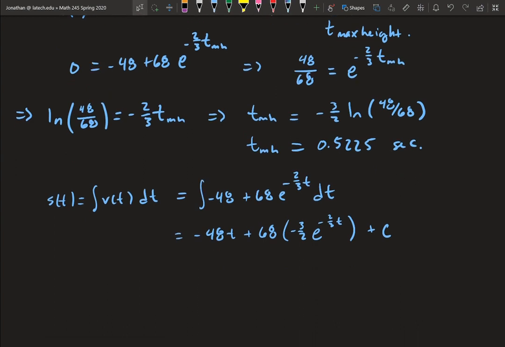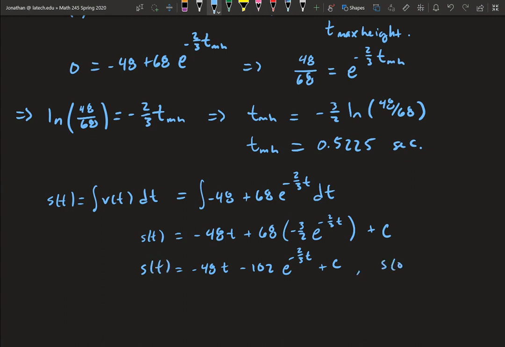So now, using our initial condition, I guess we could simplify first. So this is our position above the ground at time t. So this is going to be negative 48t minus 102 e to the negative 2/3 t plus c. So s of t. And what do we know?